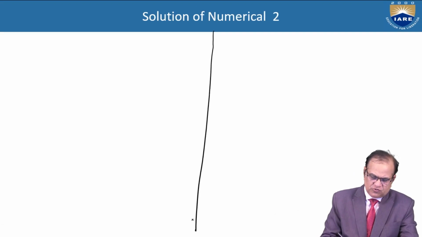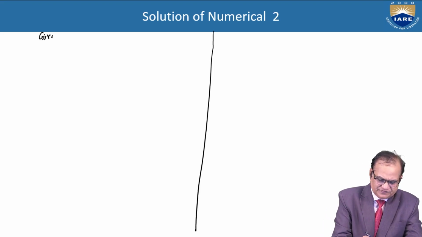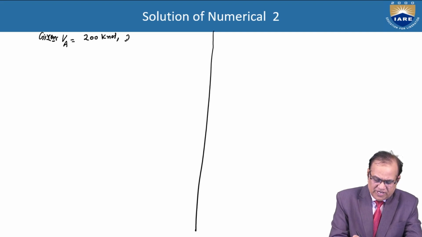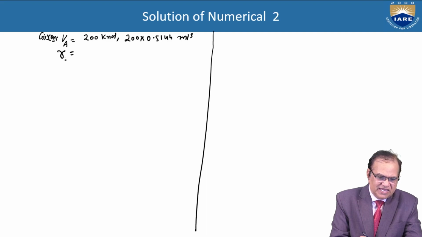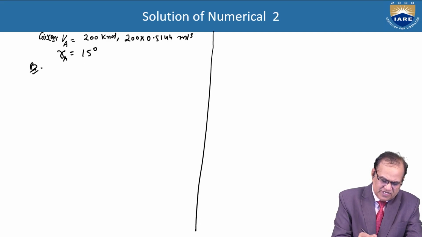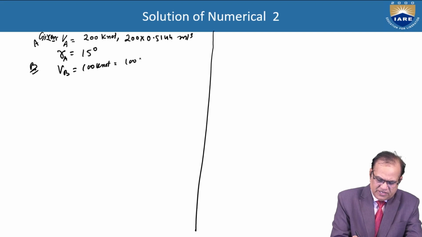It is a very nice question, I will be discussing it here. I am dividing this into 2 parts. So what is given first? VA, velocity of aircraft A, is given as 200 knots, we can write 200 times 0.5144 meter per second. Climb angle gamma A is equal to 15 degree. Speed of the B aircraft, VB is given as 100 knots, 100 times 0.5144, and gamma B is given as 30 degree, at H is equal to 10,000 feet.